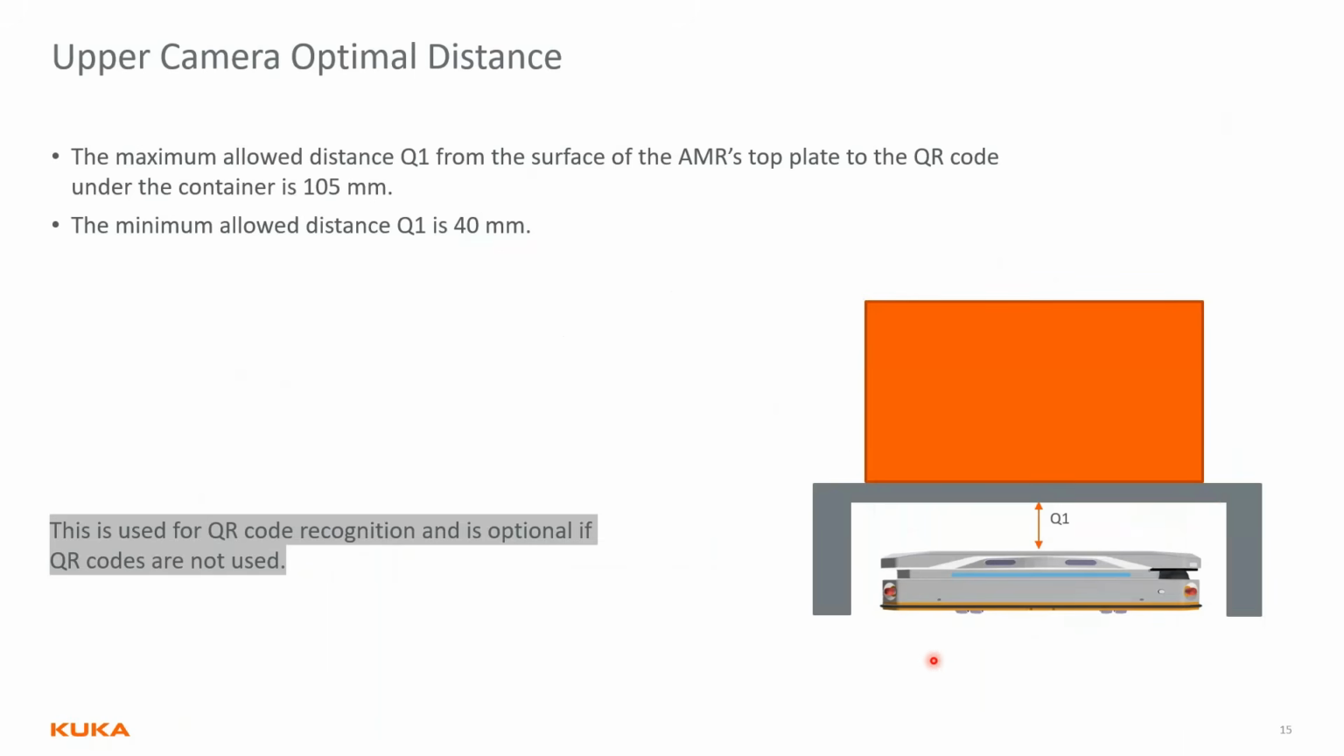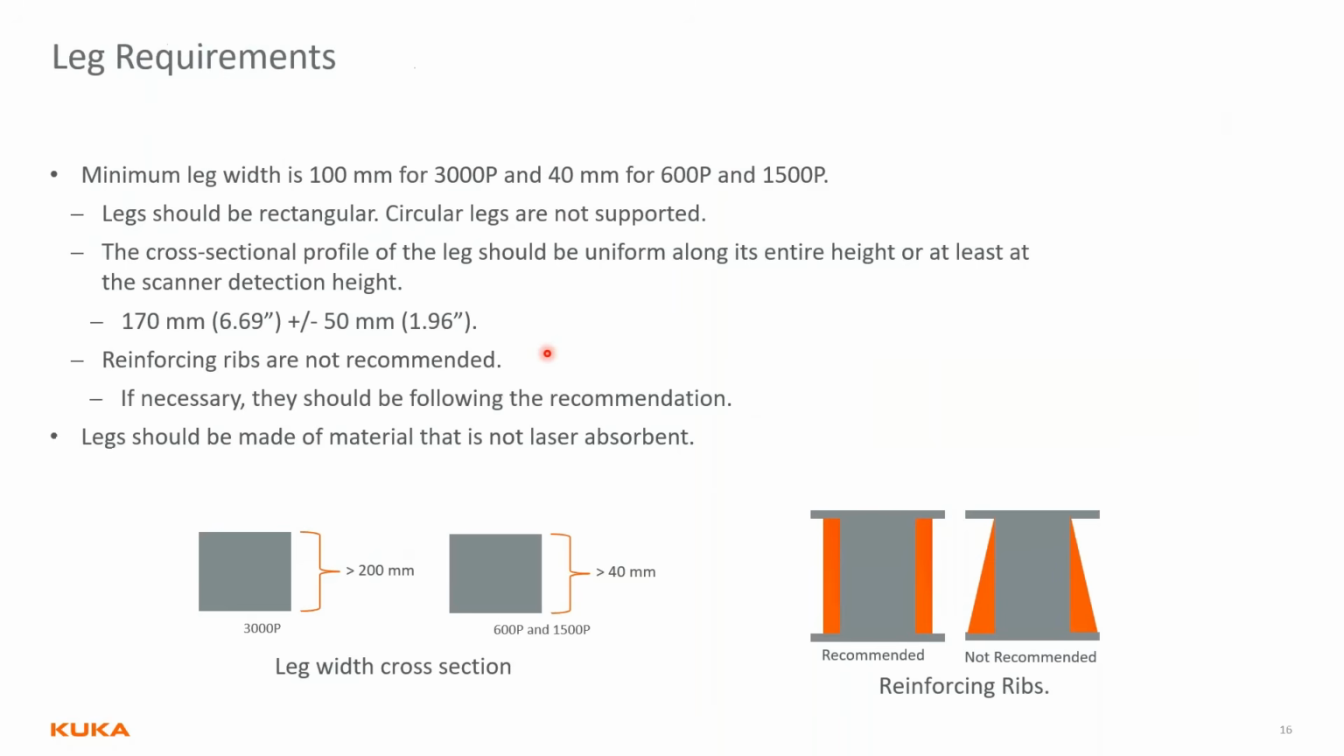All the KUKA AMR KMPs have an upper camera for the QR code. So if you want to do QR code recognition or container recognition or adjustments for position, you want to consider the minimum and maximum distance for that camera. If you're not using a QR code, then you don't have to take this into account.